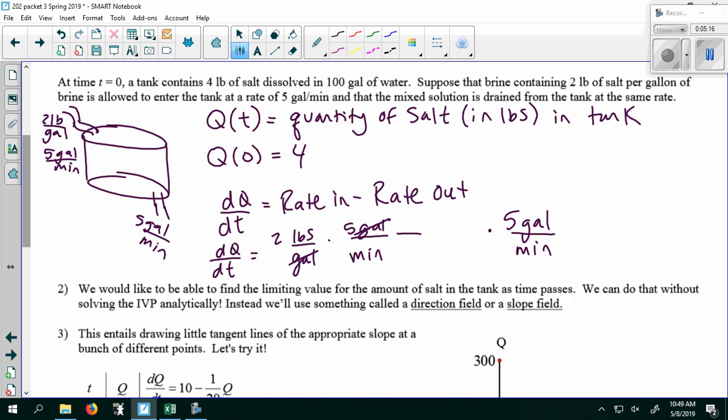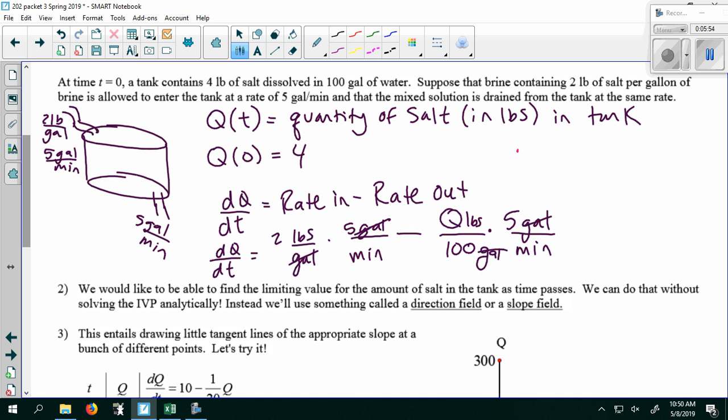So how many gallons total are in this tank? 100 gallons. And how much salt is in this tank at any given moment in time? Q. Yeah, so that's my concentration: Q pounds of salt in 100 gallons of brine. So your gallons cancel, and you get 5Q over 100, or Q over 20.